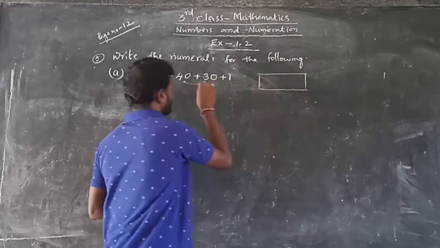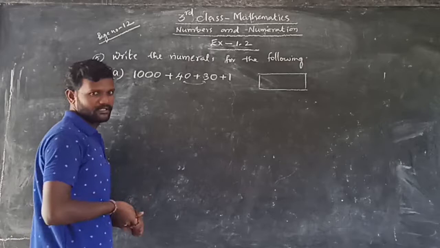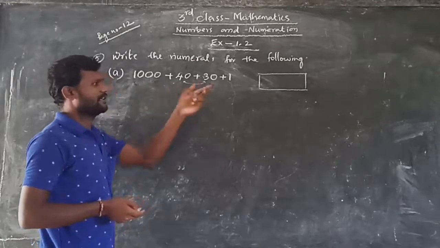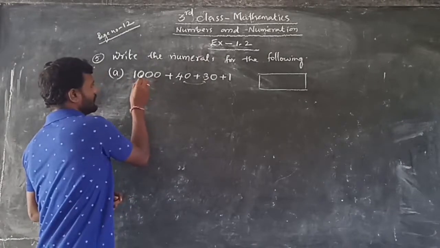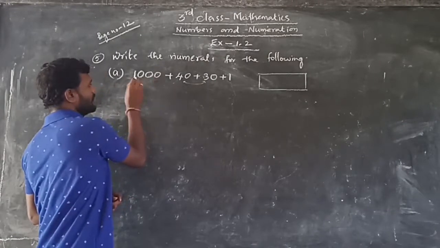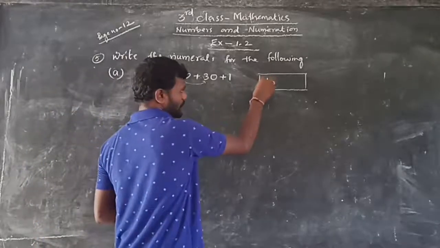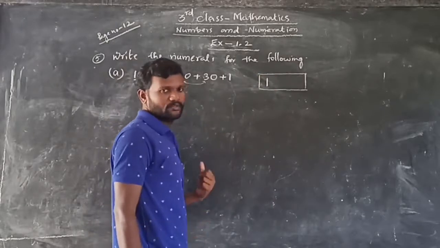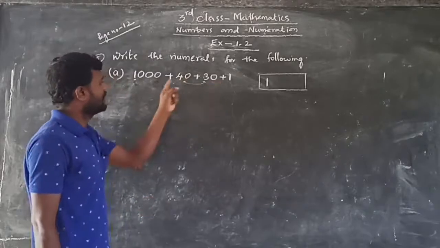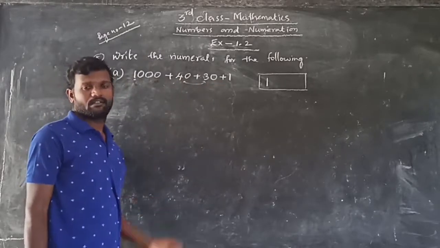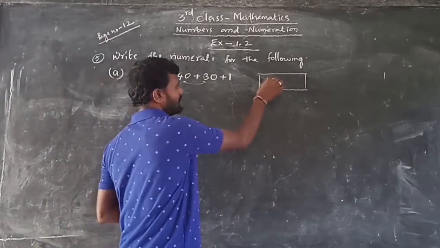Direct addition also you can do, since plus is there. But it is an expanded form, so write the number by place: ones, tens, hundreds, thousands. How many thousands are there? Only 1000. So in the thousands place we have to write 1. Next, hundreds. Are there any hundreds mentioned in the question? No. So hundreds not there means we have to write 0.